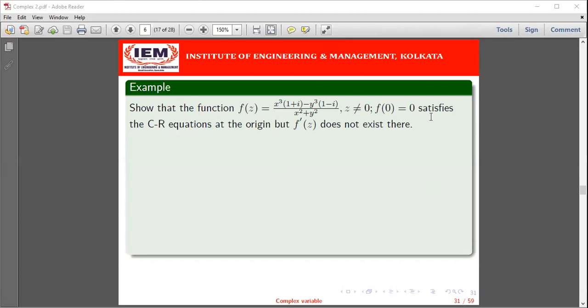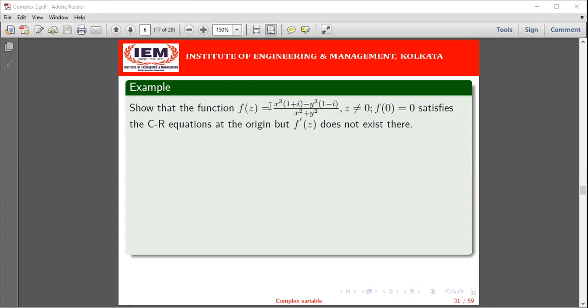If we want to show that the function is analytic, then both the conditions must be satisfied. That means the function must satisfy the Cauchy-Riemann equation as well as the partial derivatives must be continuous. So if any one out of these two conditions is not satisfied, then the function will not be analytic. Both the conditions are required to show that f z is analytic. So if any one is not valid, then the function will not be analytic.